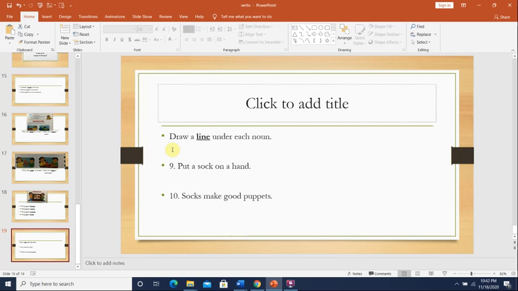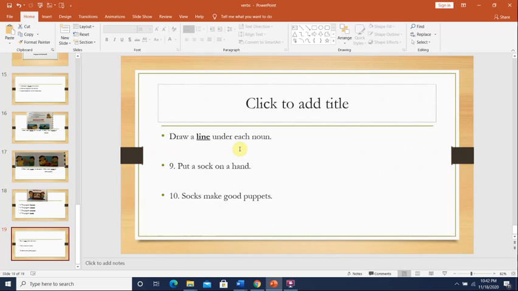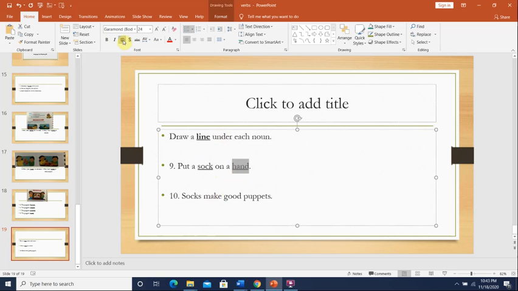Next, we have here draw a line under each noun. Remember, a noun is a word that tells you about a person, place, or thing. Put a sock on a hand. Okay, what is the noun here? Sock, because it's a thing on a hand. And hand is also a thing because it's a part of your body.